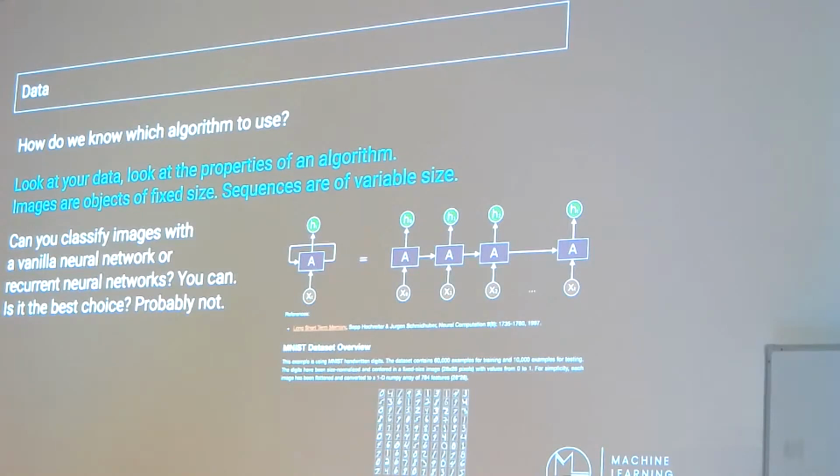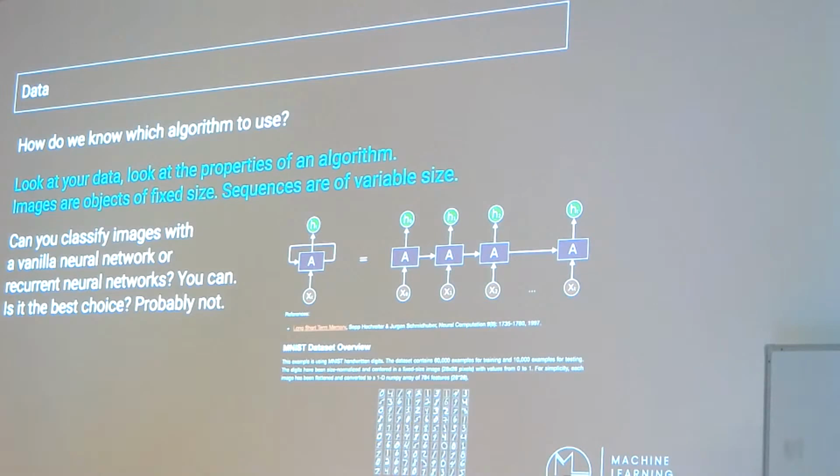For example, images are objects of fixed size. So we have fixed size vectors. We know fully connected or feed-forward networks or vanilla neural networks, however you want to call them, take fixed size objects and give you fixed size objects in return. On the other hand, we have sequences such as text or speech or things like that are of variable length. So we need a network that is able to capture variable length sequences and maybe also process and memorize temporal information.